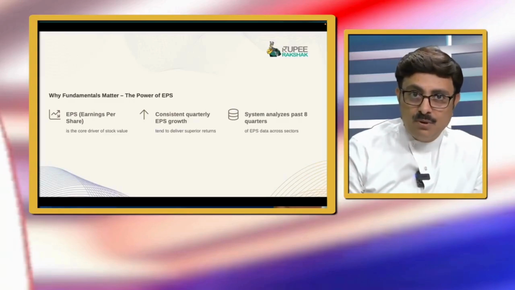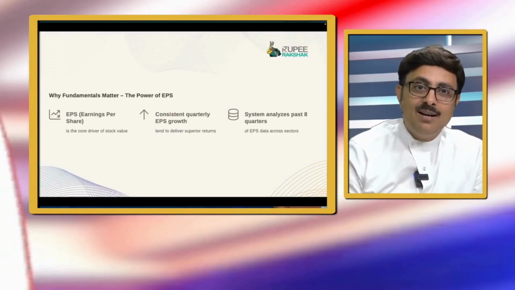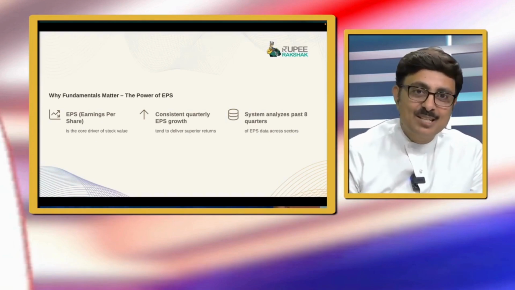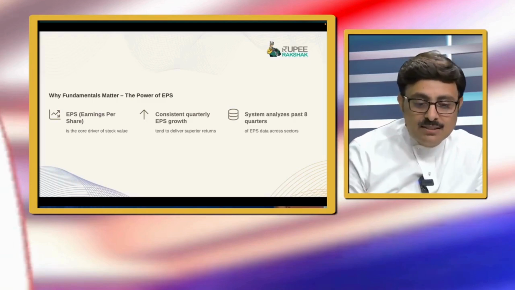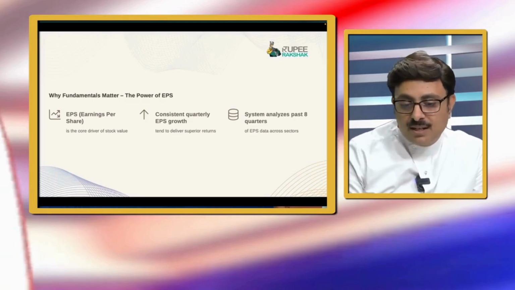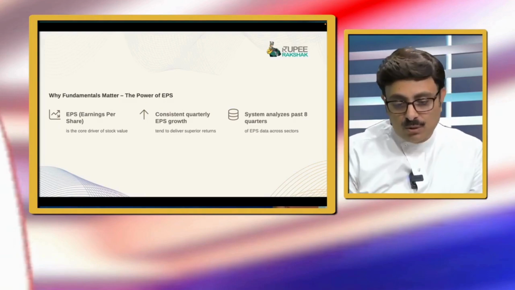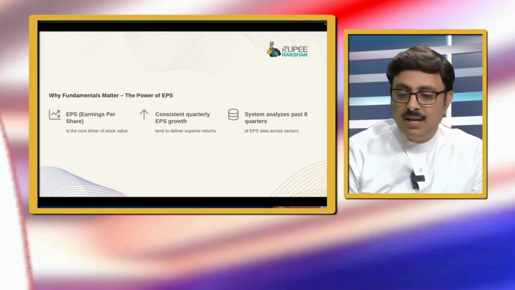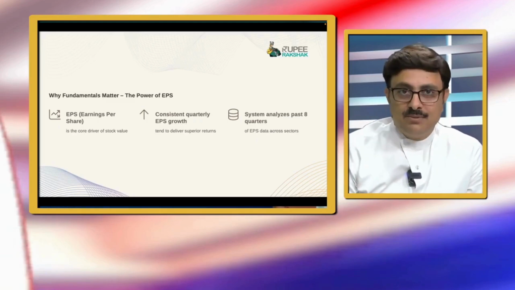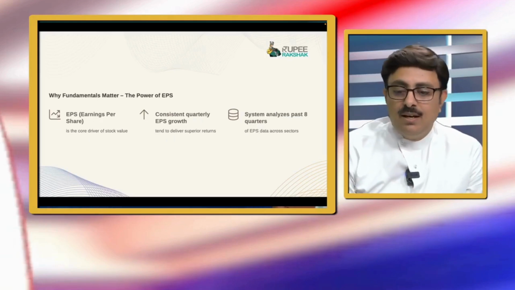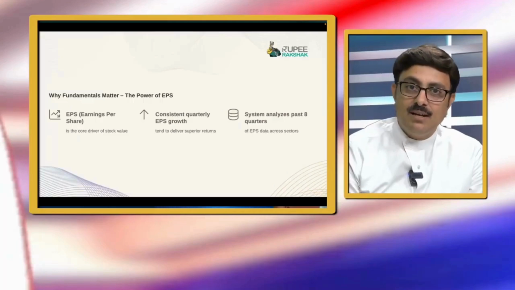What will happen to the price? For whichever stock you are going to invest in, the underlying company's profits have to go up. If profits go up, that means profit per share, or earnings per share. Here profit is called earnings. So earnings per share is the core driver of the stock value. Consistent quarterly EPS growth tends to deliver superior returns, and our F3 framework analyzes the past 8 to 12 quarters and predicts the future 8 to 12 quarters of EPS data across the sectors.